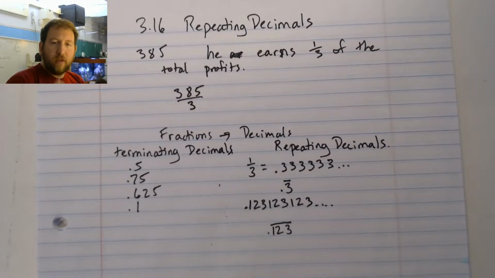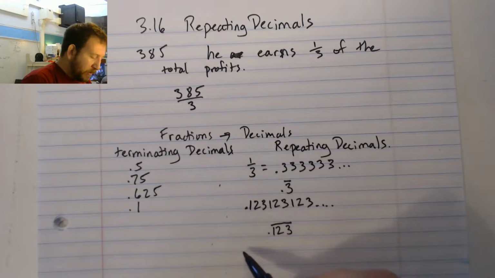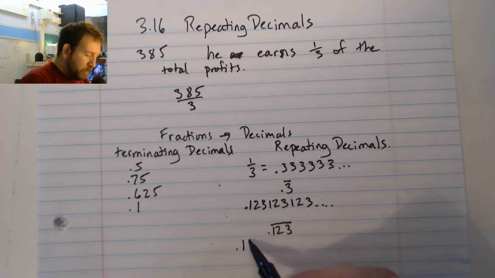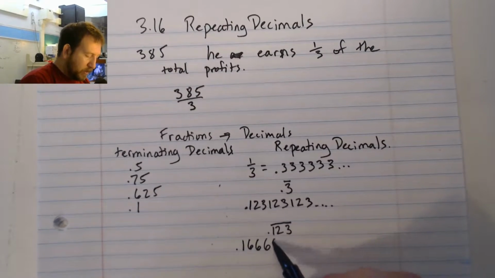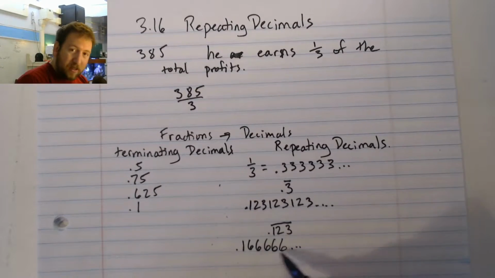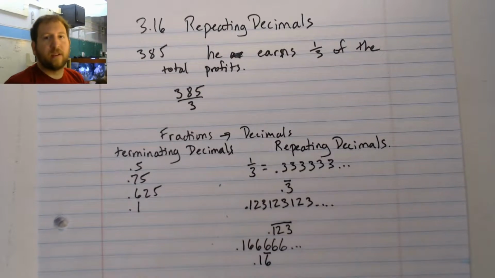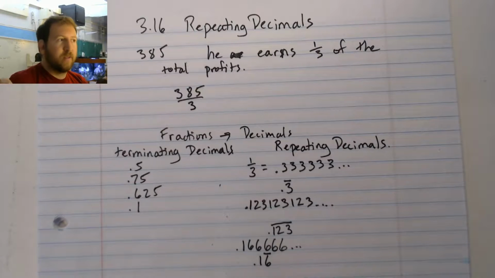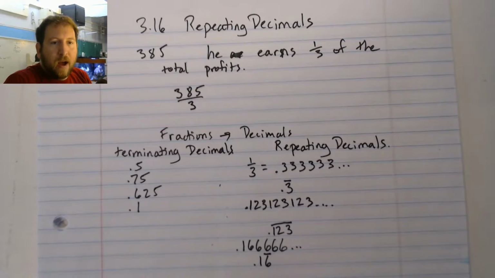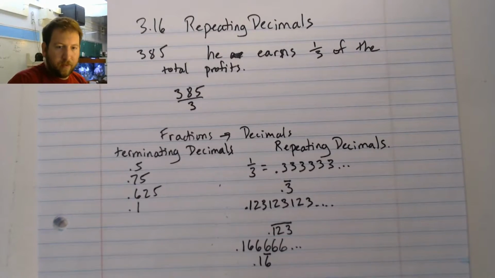Okay, so for this section, we're going to be doing the same thing that we did before. I'll put one more example up. Another common one is this: 0.1666666 forever. And just the 6's are the repeating part. I would write it as 0.16 with a line over the 6, showing me that the 6's continue on forever. Let's take a look at an example.